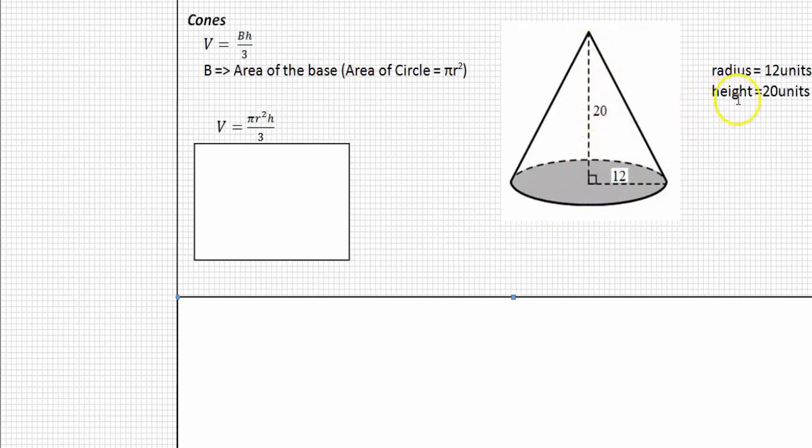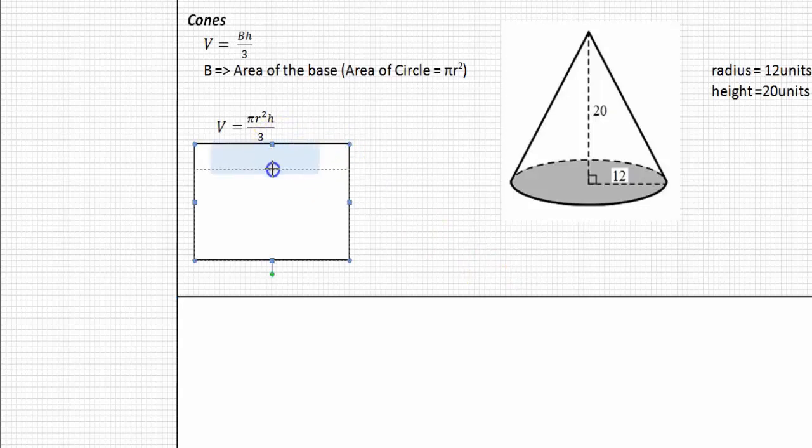So 20 is our height, 12 is our radius. They didn't tell us what this is being measured in, so anytime you're not told, you just say units. Units is a generic word for any measurement that we are taking. So again, pause the video if you'd like to challenge yourself to substitute in these numbers and follow through these calculations. It becomes basically an order of operations problem.